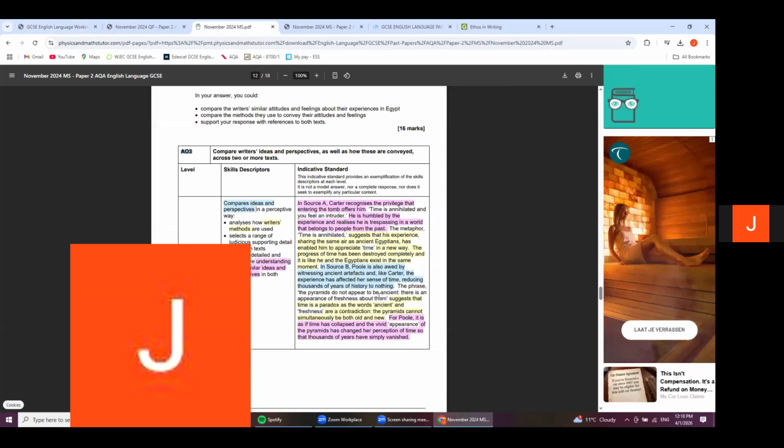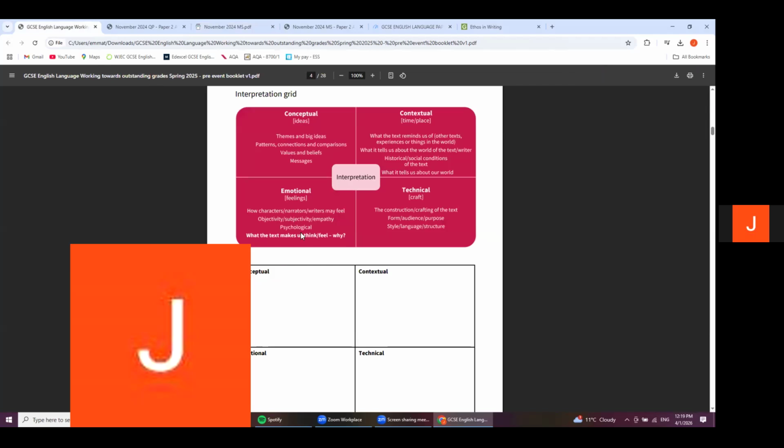The phrase "the pyramids do not appear to be ancient, there is an appearance of freshness about them." So for Poole, it is as if time has collapsed and the vivid appearance of the pyramids has changed the perception of time so that thousands of years have simply vanished. What a really interesting statement and idea that really is going to pique the examiner's attention and make us think and wonder, yeah, this is really good perceptive understanding of similar ideas and details. Okay. So again, you can see how the student here has ticked these boxes.